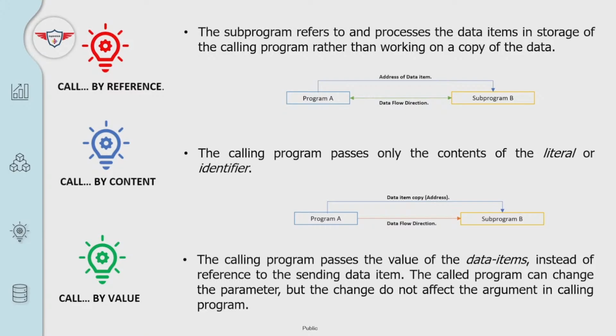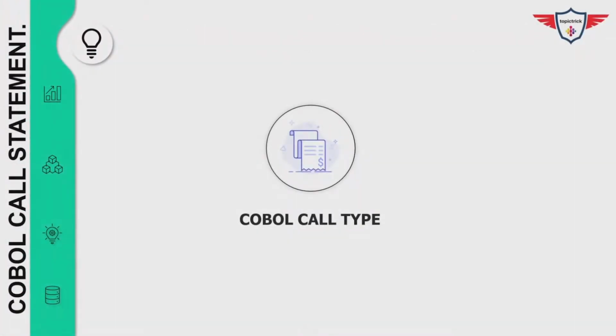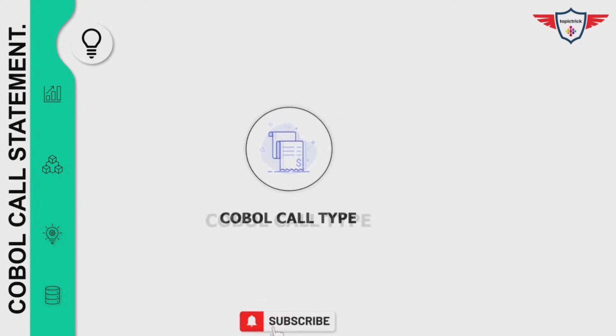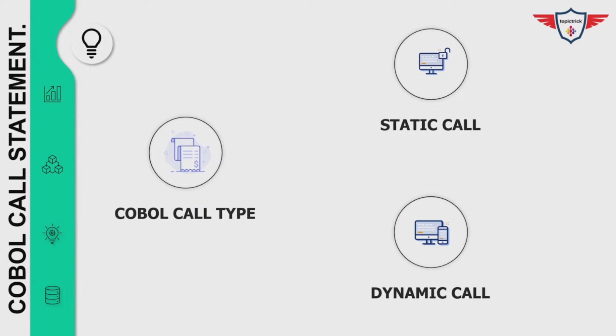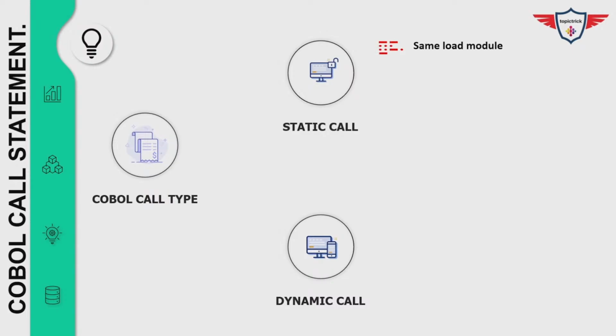Now let's focus on the various methods of transferring control from one program to another program. In general, call statements are divided into two categories. First one is static call and second one is dynamic call. Now let's try to understand the difference between static call and dynamic call. In the static call, the COBOL program and all the called programs are part of the same load module. In dynamic calls, the COBOL subprogram is not link edited with the main program.